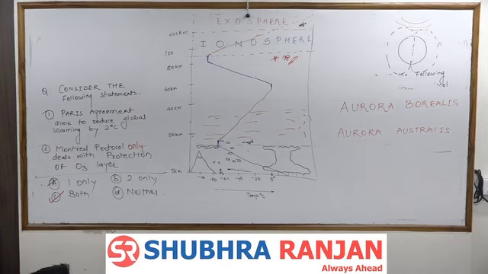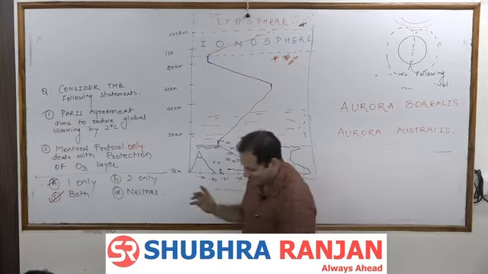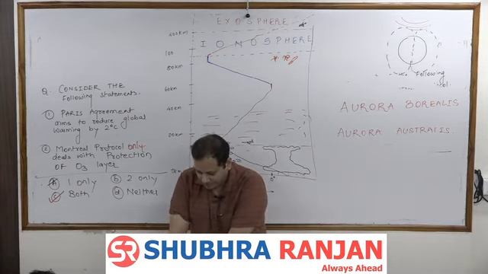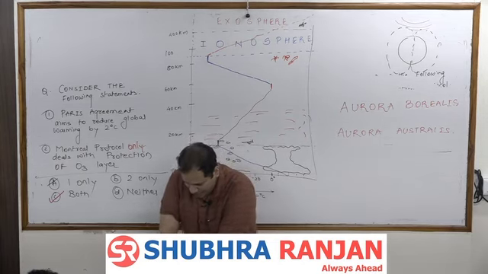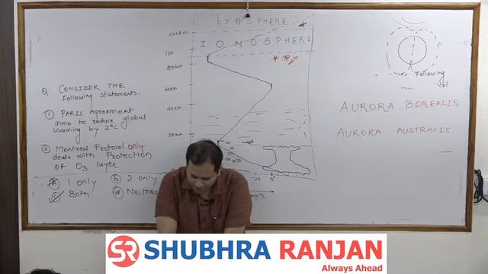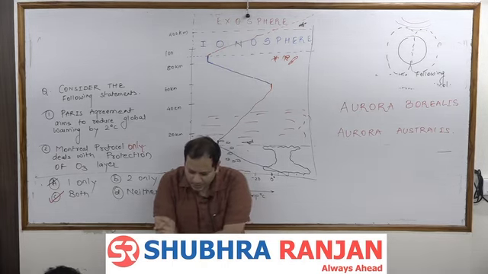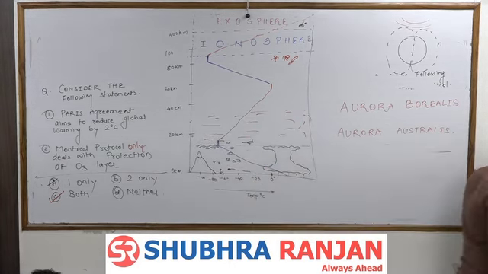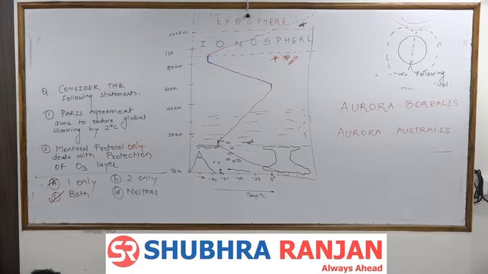So you can take it down. Thermosphere. It is the outermost layer. And the temperature goes on increasing with the increasing height. Hence the name thermosphere.